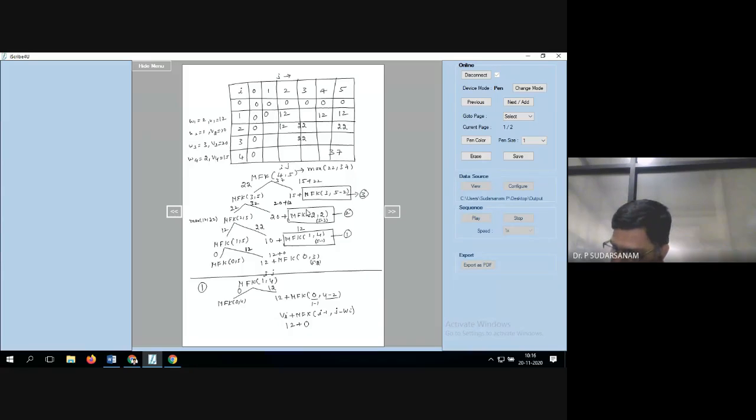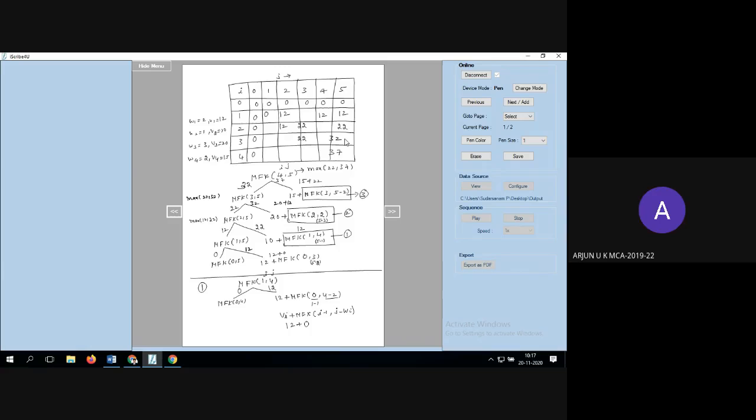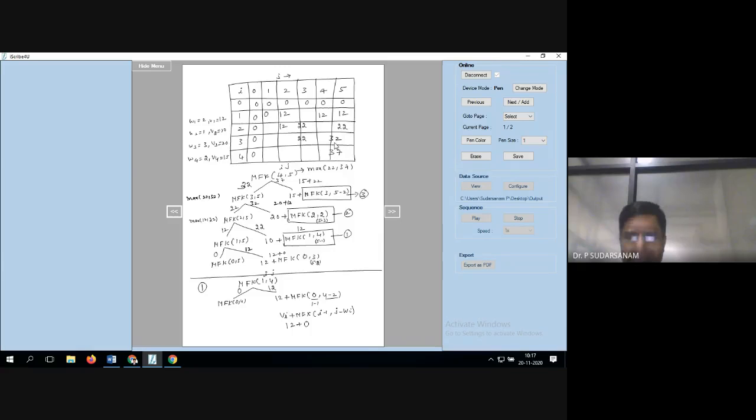So maximum of 22 comma 32. So that is nothing but the 32. Correct now. So now here it is nothing but 32. Arjun, correct? Yes, sir. Got 32. Any other values you got it now?